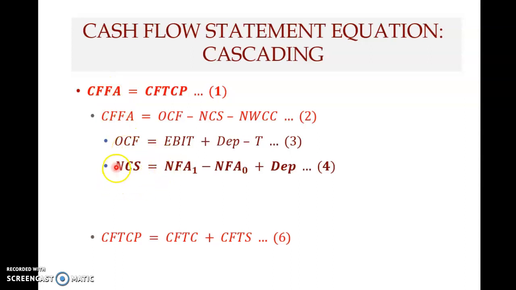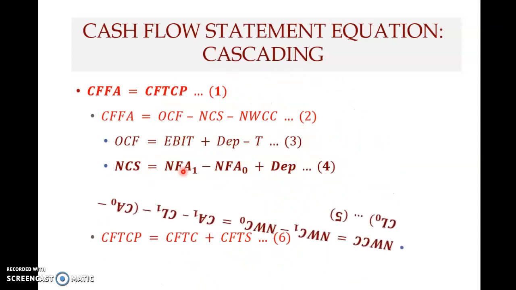The difference here is with this net capital spending. It equals, in the previous equation we saw change in net fixed assets. Now here we have net fixed assets at the present time, minus net fixed assets at the previous time. So this is actually the change in net fixed assets. That's the only change that we have made for this equation.